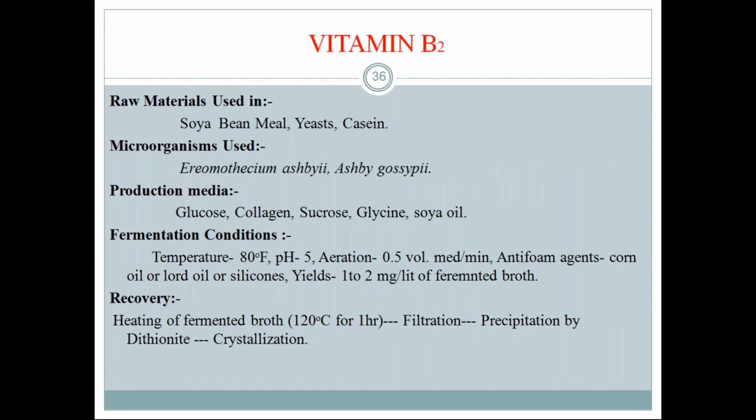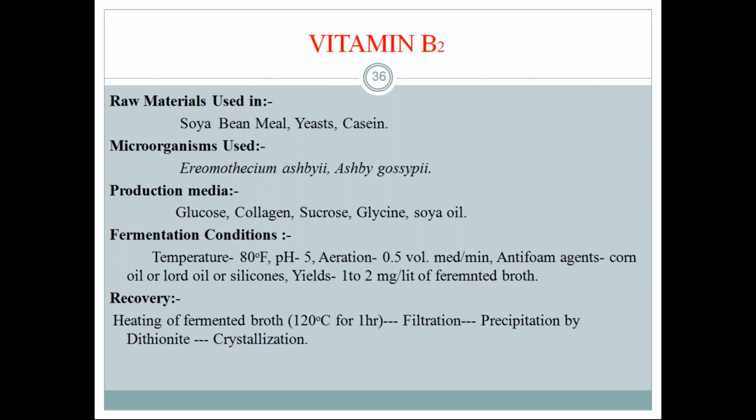Now vitamin B2 production. Here the raw material is the same: soybean meal, yeast and casein. Microorganisms used are Eremothecium ashbyii and Ashbya gossypii. This is a very important question point. Microorganisms used in vitamin B2 production are Eremothecium ashbyii and Ashbya gossypii. Production media contains glucose, collagen, sucrose, glycine, and soya oil. Fermentation conditions are the same as the previous.